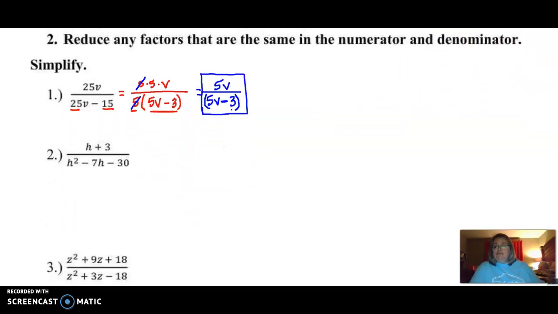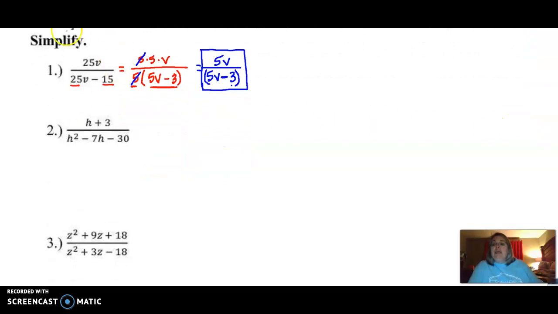So if we look at number 2, we again look to try to factor. So the top, nothing factors out of h plus 3. It stays exactly as is. The bottom, it does factor, or at least we try to factor it using our parentheses. Remember, these are what we've been working on last week. Factors of h squared would be h and h. Factors of 30 that will give me 7 would be 10 and 3. To get a negative 7, I need my 10 to be negative and my 3 to be positive.